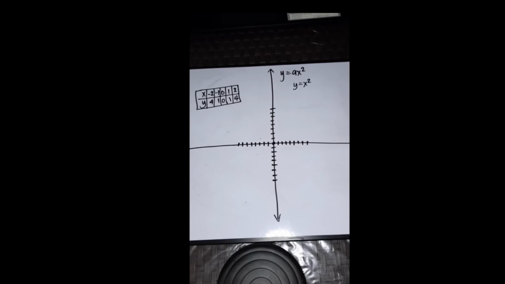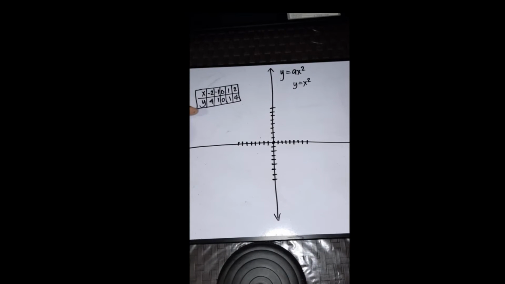So, if x is equal to -2, our y is 4, given the function y is equal to x squared. If x is equal to -1, then our y is 1. If x is 0, then our y is also 0. If x is 1, our y is 1. And finally, if x is 2, our y is 4.